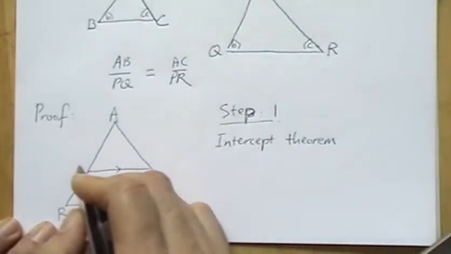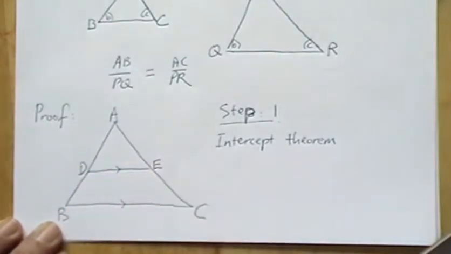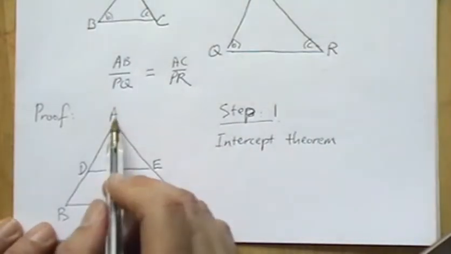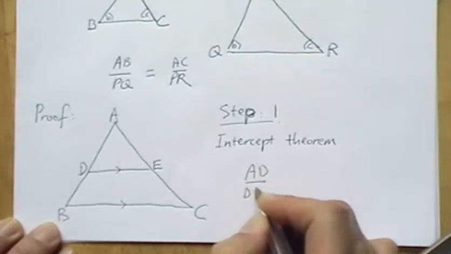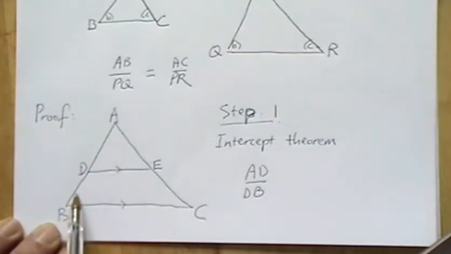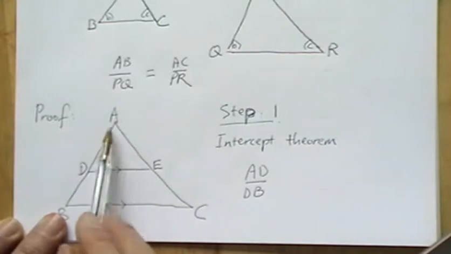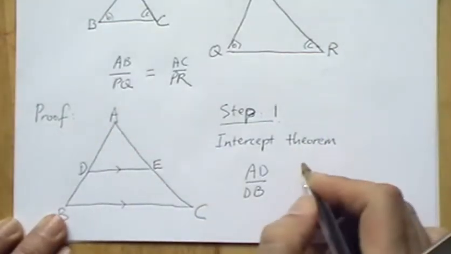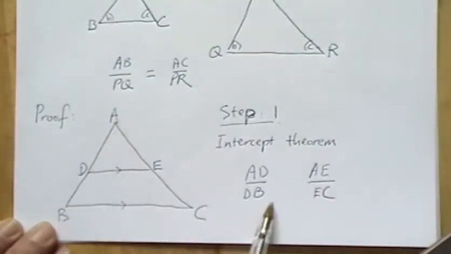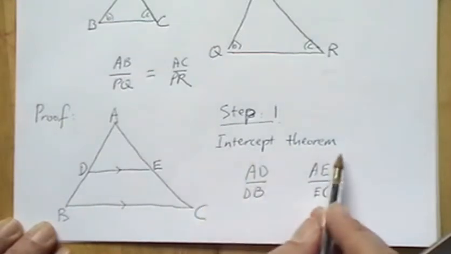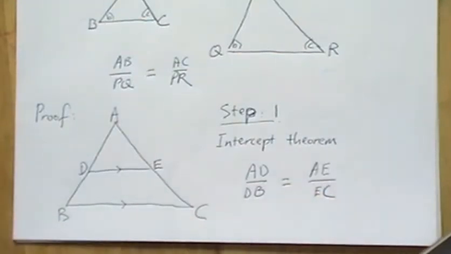Now let me call this DE. Same ratio means, for example, if you look at the ratio AD to DB, that's one ratio that AB is divided into, and then AC is divided into the ratio AE over EC. Okay, so this line divides AB into this ratio, and it divides AC into that ratio. And the intercept theorem says that these two ratios must be equal. In the first step, we must prove this.